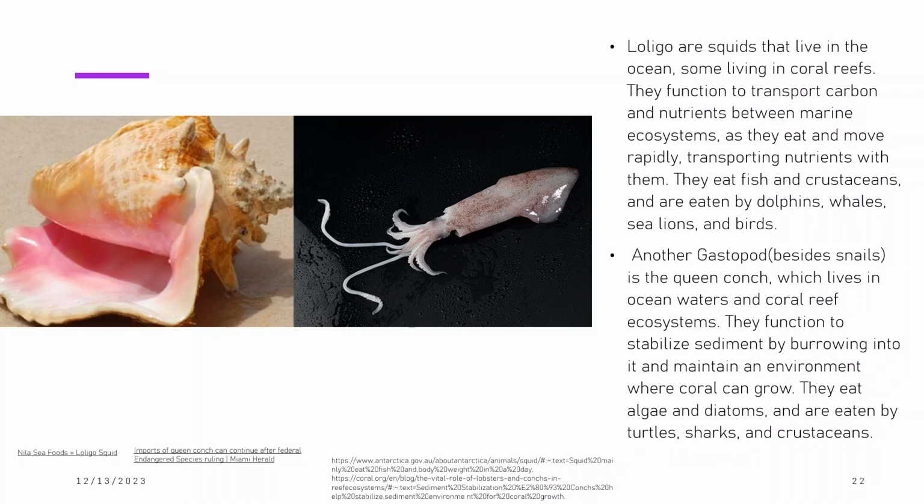Another gastropod is the queen conch, which lives in ocean waters and coral reef ecosystems. They function to stabilize sediment by burrowing into it and maintain an environment where coral can grow. They eat algae and diatoms and are eaten by turtles, sharks, and crustaceans. This is a loligo squid, and this is a queen conch shell.